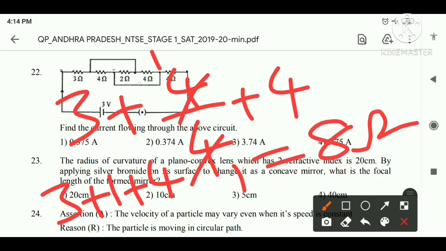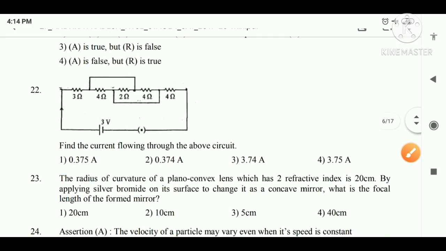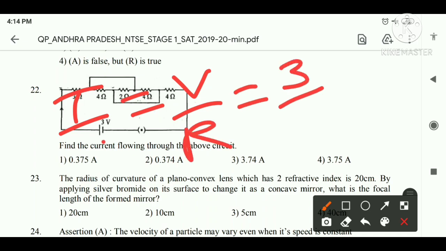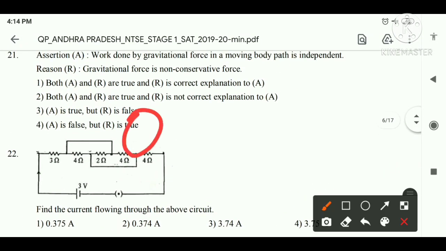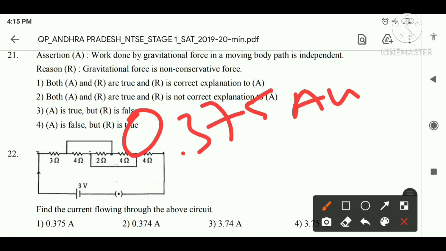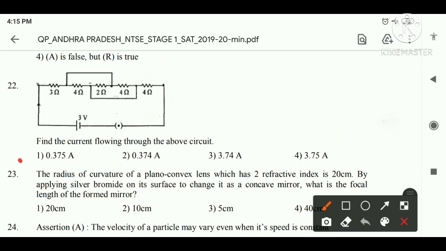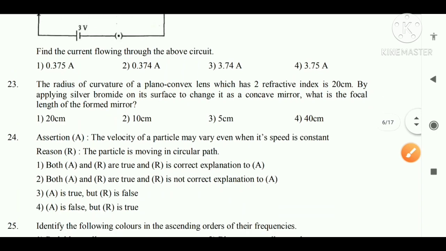Now find out the current. So here it is, the formula is I is equal to V by R. So put the values. Voltage is 3 volt, given here. Resistance now becomes 8. Simplifying this division, now it becomes 0.375 ampere. So option 1 is the right answer. Option 1 is the right answer. Now let's go to the next question.